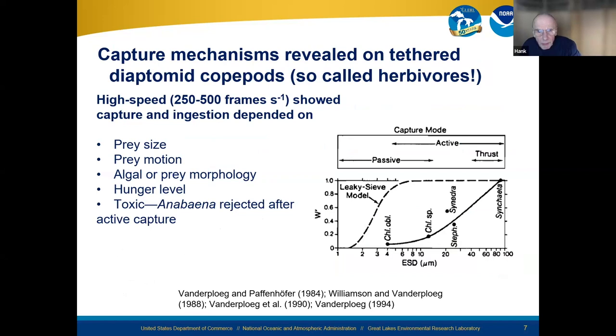We observed the W prime here as a function of passive and active captures. Prey size was important. Very small cells, such as this Chlamydomonas, were captured with very low selectivity, and they were primarily captured passively. Of larger cells, more and more were captured actively, including these phytoplankton, here Synedra and Stephanodiscus. Highest W prime was observed for the rotifer Synchaeta in films that Craig Williamson and I did in our lab. So the factors: again, prey size, prey motion, algal or prey morphology, hunger level, and taste of the particle. Next slide.